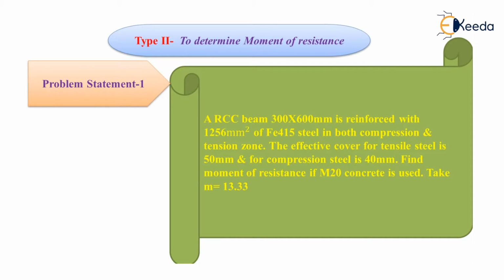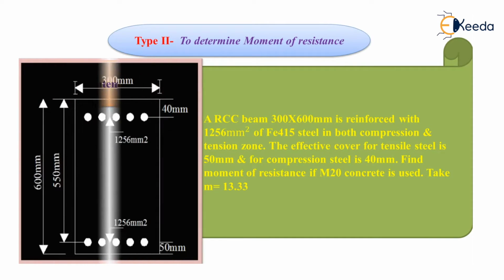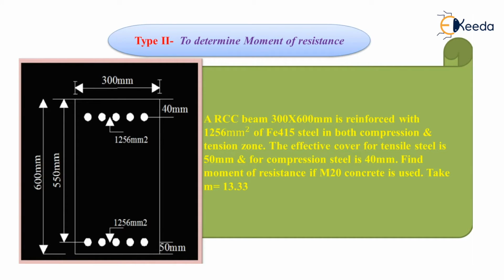In this case, they have given the same area of steel for compression as well as in tension zone, that is ASC is equal to 1256 mm square.